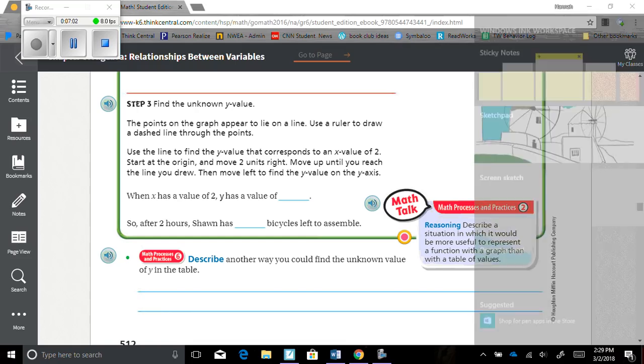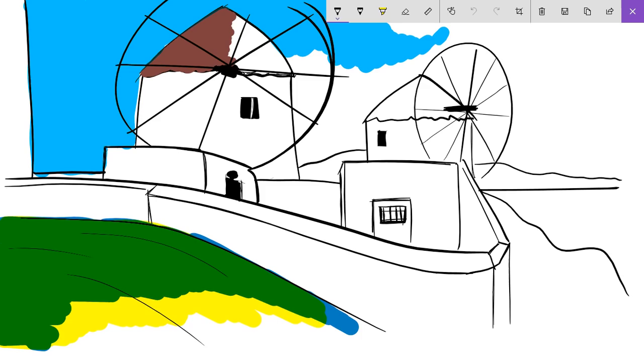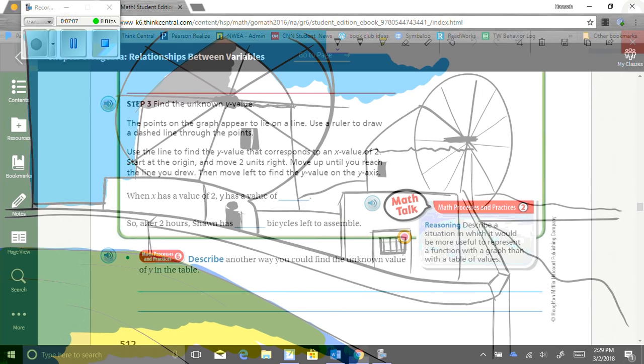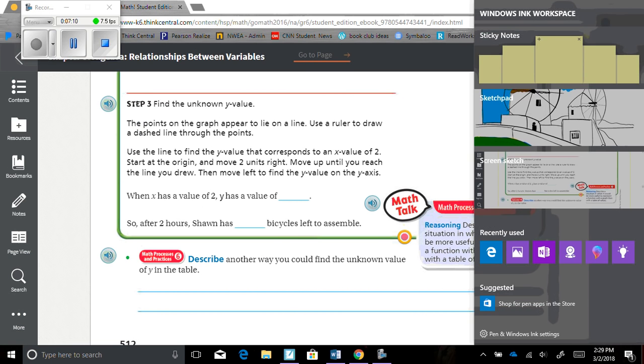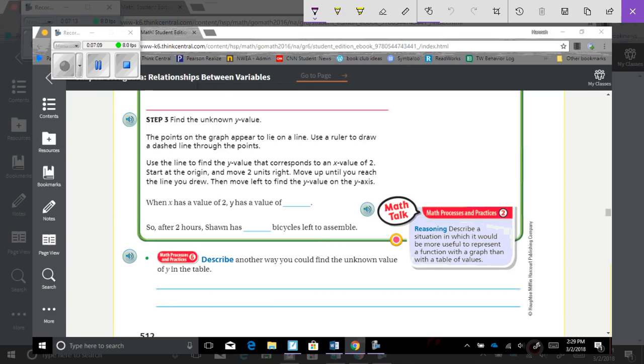So x has a value of 2. The value of y would be 6. So after 2 hours, Sean has 6 bicycles left to assemble. Again, that was hard for me to sketch, but all you're doing is plotting what we know, and then you're drawing a line to hit all those points, and then seeing where the line is, above the 2 on the x-axis.